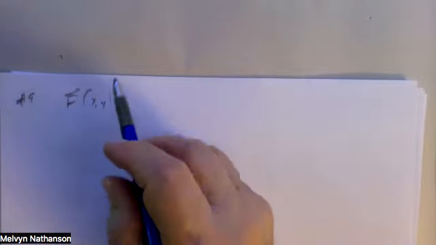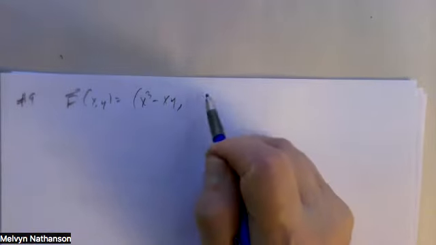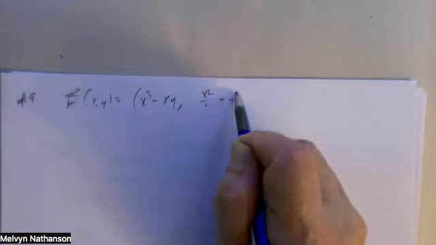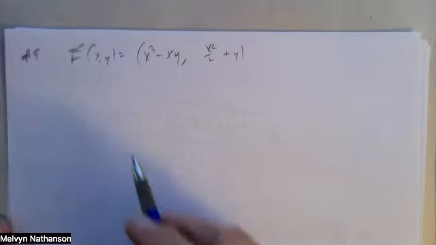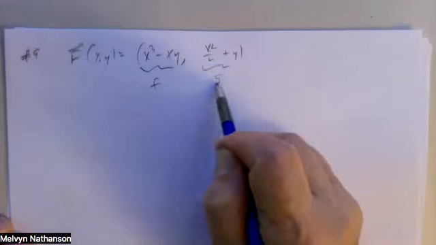Let's look at number 19 in the set. We have the vector field F of x, y equal to x cubed minus xy, x squared over 2 plus y. And the problem is determine if it's conservative, and if it is conservative, find the potential function. So this is my function f, and this is my function g.